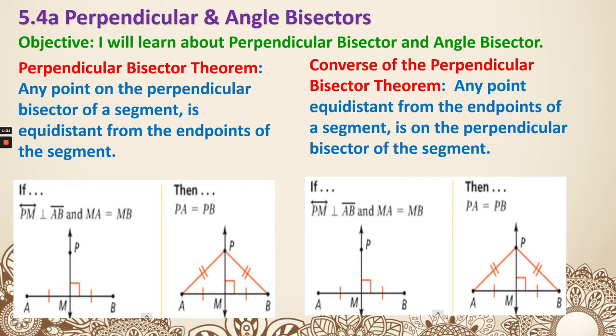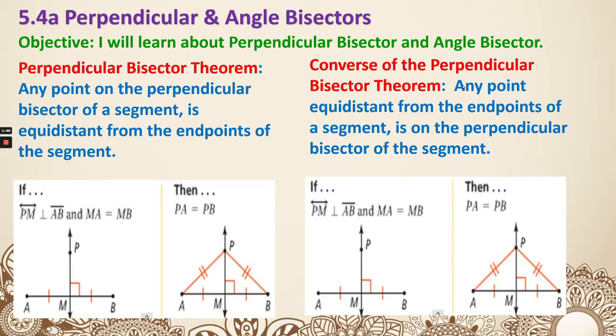And that point is equidistant from the endpoints of the segment, which means P to A and P to B, they're the same. That is the perpendicular bisector theorem. As for the converse, we're just going backwards.